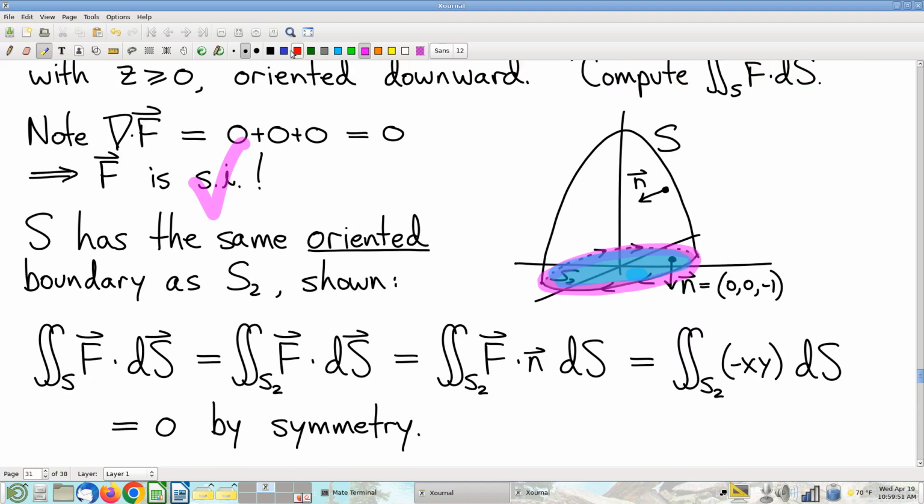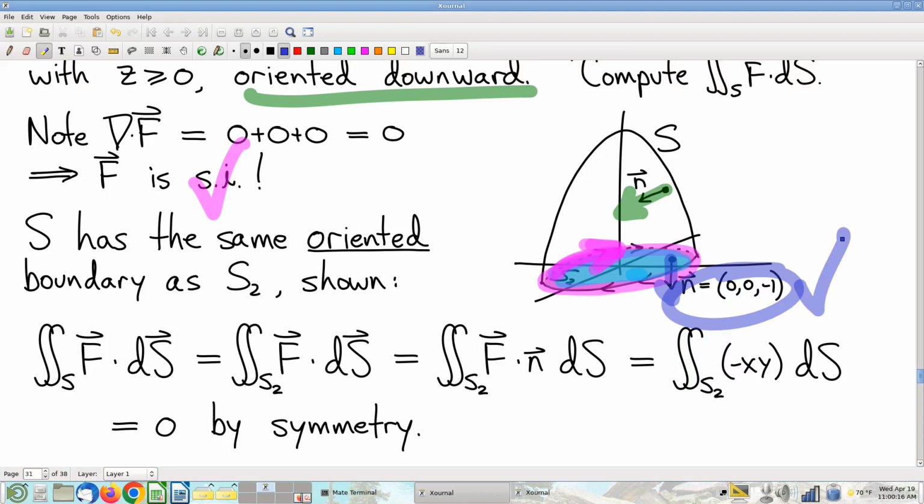My normal vector is easy to write down. There it is. It's just 0, 0, -1. Do be careful about the orientations. You've got to think through how the downward orientation on the original surface gives you this orientation on the boundary curve, which is compatible only with this orientation, the downward orientation on the shared surface. You've got to connect those dots.